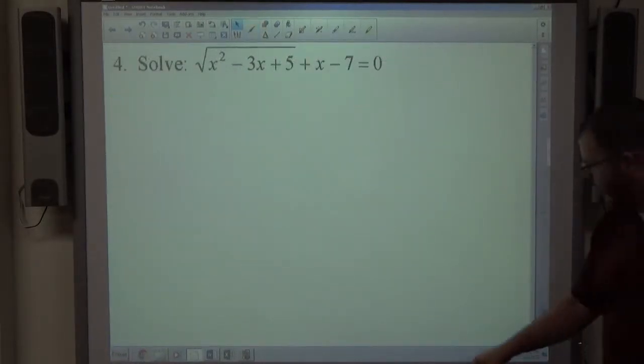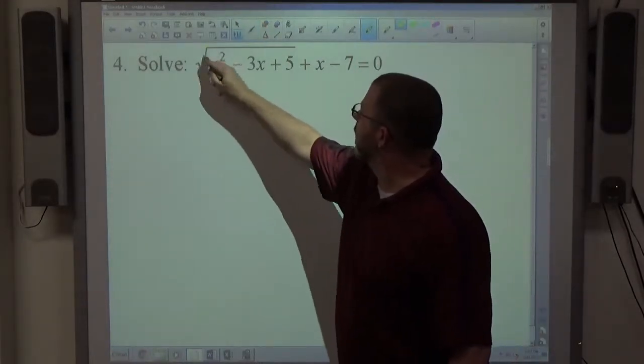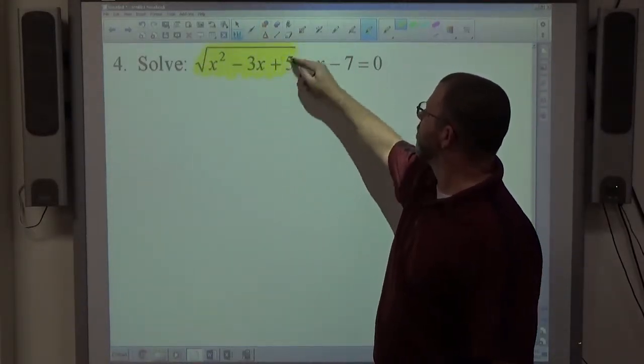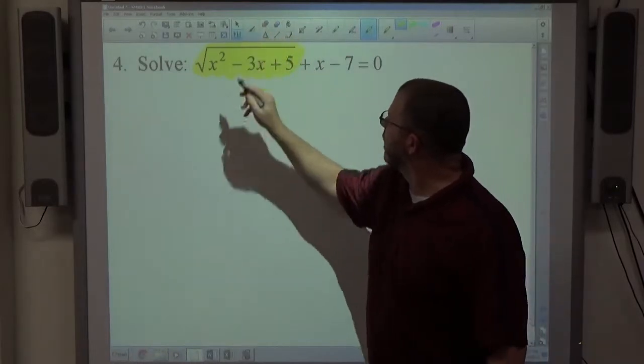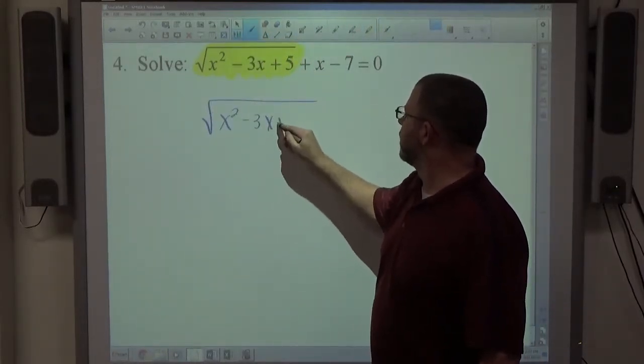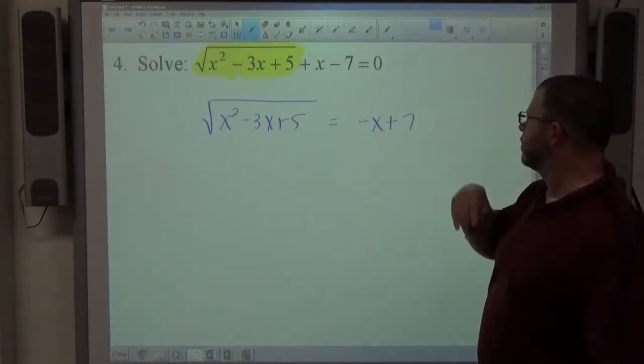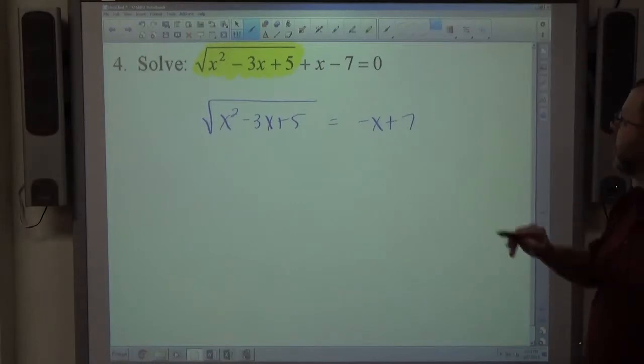Number 4, so we have a radical equation. Anytime you have a radical equation, you want the radical isolated, so I would want to get this all by itself on the left, everything else on the right. So square root of x squared minus 3x plus 5 is going to equal -x plus 7, or 7 minus x, take your pick how you want to write that.